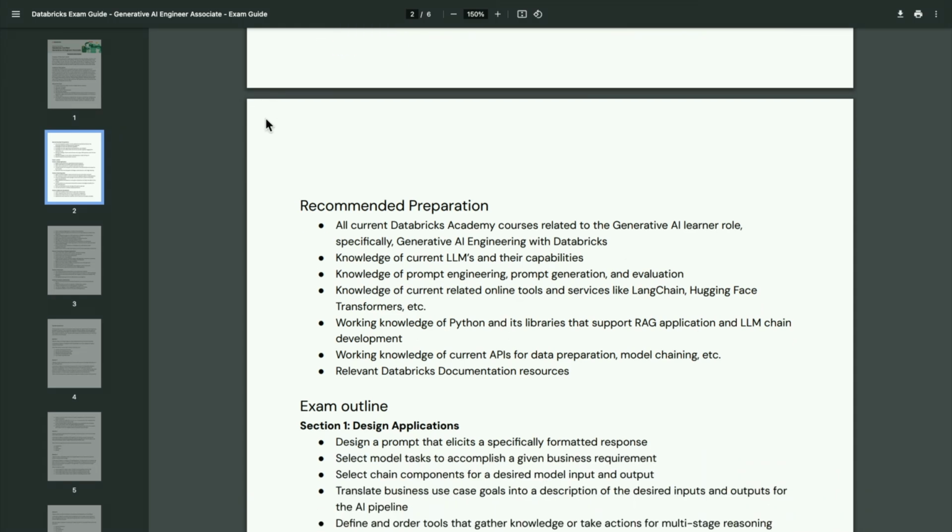We told you this already in so many different terms, but what I want everyone to notice there is the word knowledge of, okay? And by the way, this is currently live in Databricks certification. We have a new pathway. You press a button, you get this on the exam guide, all right? The knowledge of current LLMs and their capabilities. Well, that's going to change. And this exam will change as time goes on, okay?